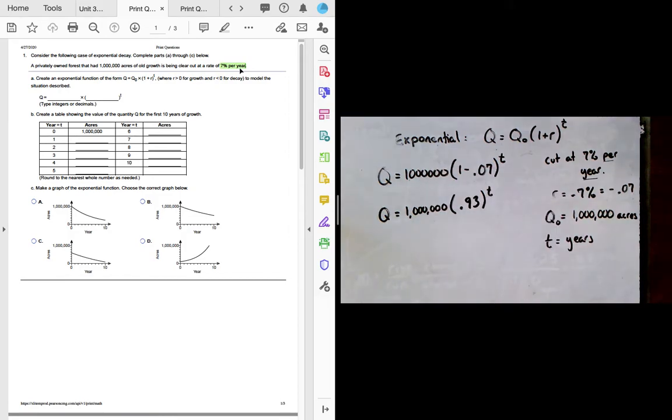We can use this table now to show how the growth is changing over time. So we can fill in a chart. We start out with 1 million.